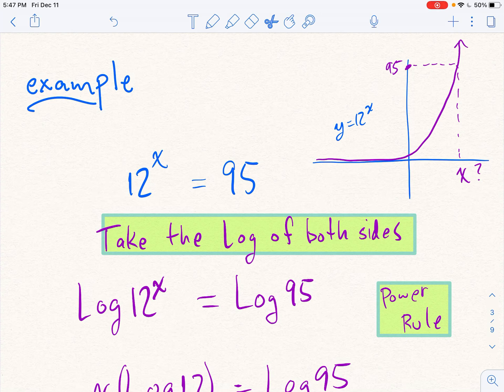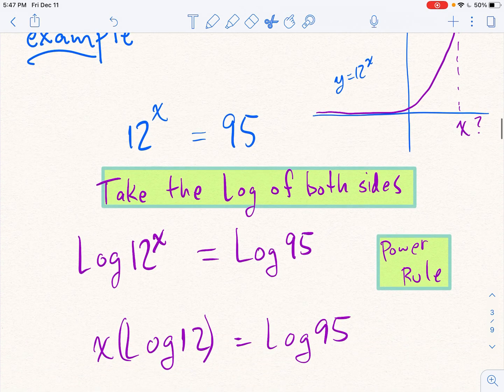And the new trick that you're going to learn here is to take the log of both sides of the equation. That's the new thing. It's just another thing that you can do with an algebraic equation, take the log of both sides. That exponential part has to be isolated first, and that's how we started on this one. So when you take the log of both sides, that just means log of 12 to the x equals log of 95.